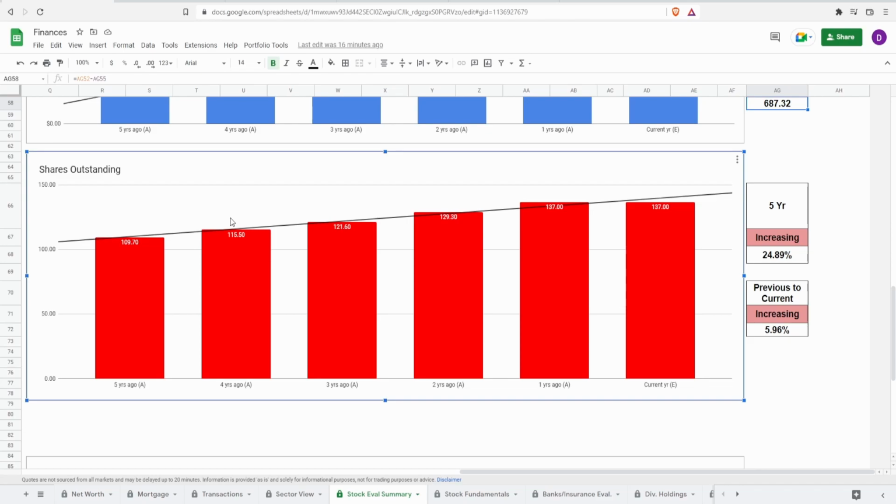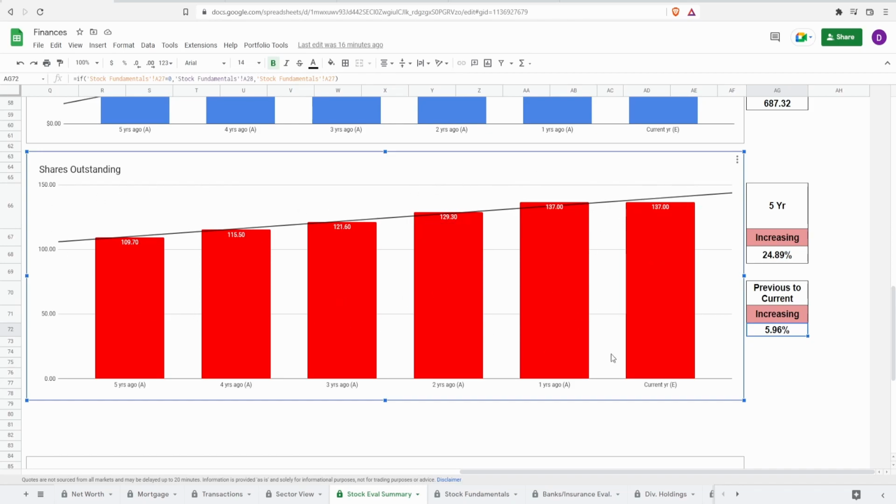Now, looking at the shares outstanding, this one was a really big indicator that this is not that good of a company, solely because they are diluting you as the investor. The more this number goes up, the less piece of the company you have, meaning you are being diluted. As you can see, 5 years ago there were 109.7 million shares, and today 137 million shares. This is an increase of almost 25%, at 24.89%. And from 2 years ago to 1 year ago, they increased it almost 6%. This is a massive increase. They are diluting you to no end.